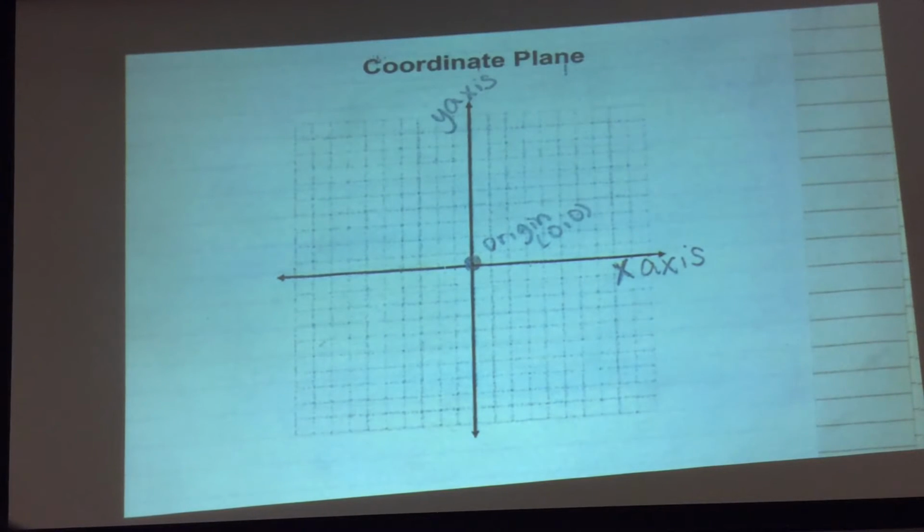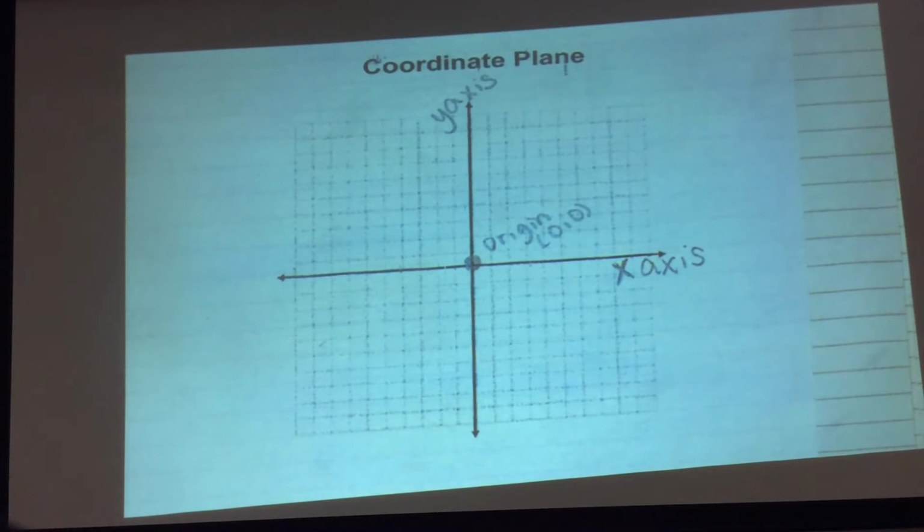What do you call a point that you're going to start at? Origin. The origin. Everyone say origin. What is the ordered pair of the origin? 0, comma 0. Very good.